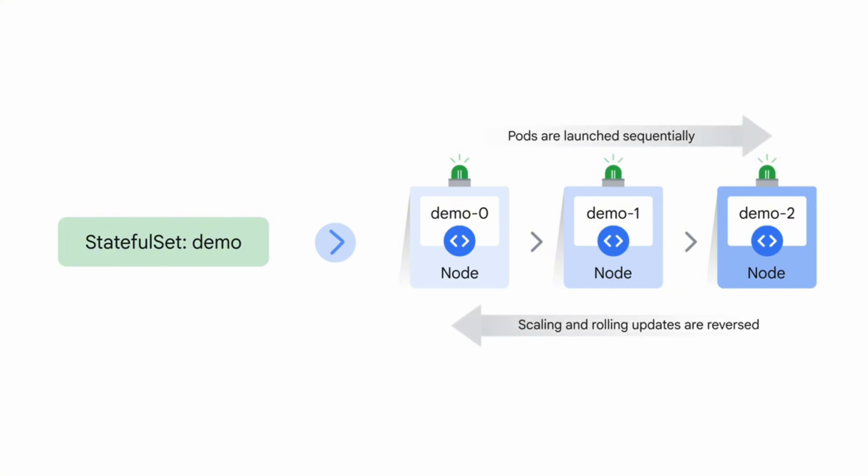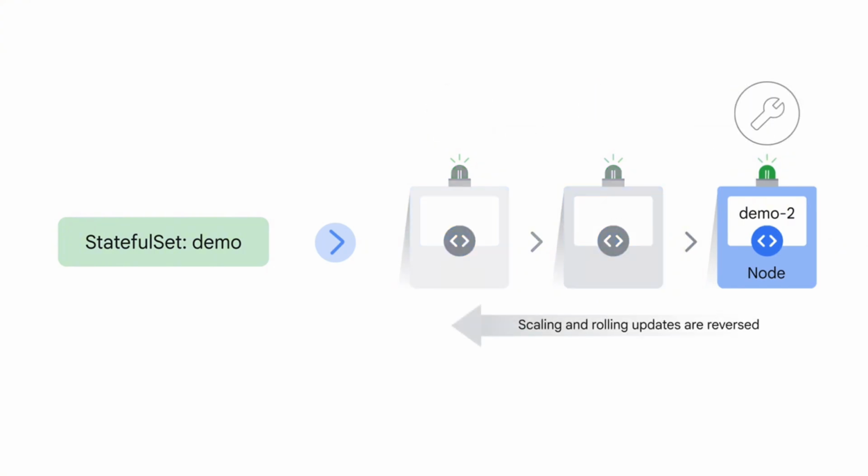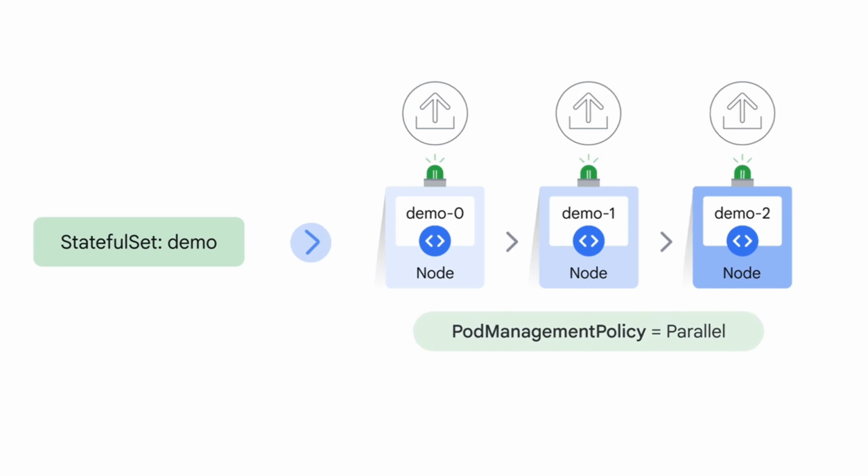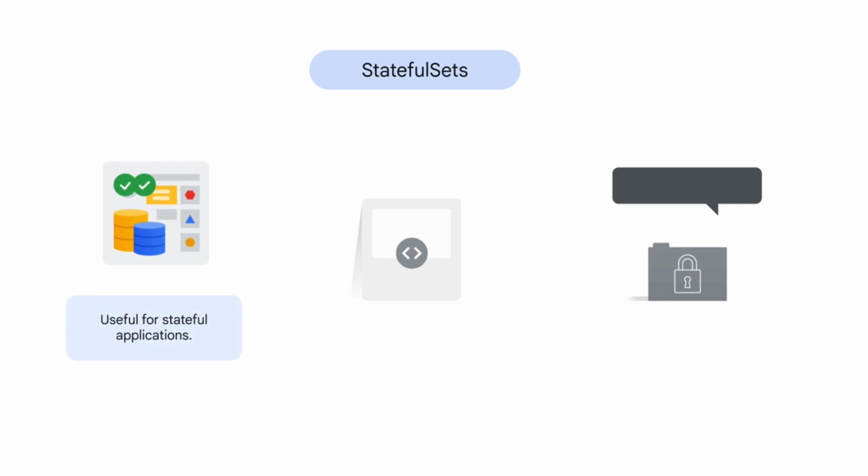Scaling and rolling updates happen in reverse order, which means Demo 2 would be changed before Demo 1. To launch pods in parallel without waiting for the pods to maintain running and ready state, ensure that the pod management policy is parallel. As mentioned, stateful sets are useful for stateful applications.